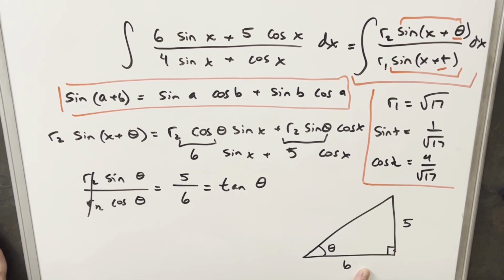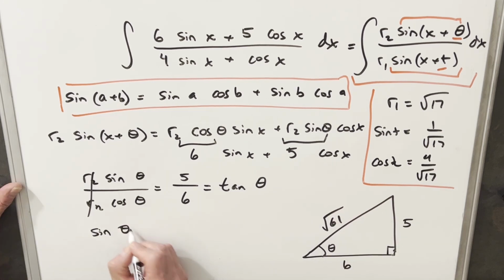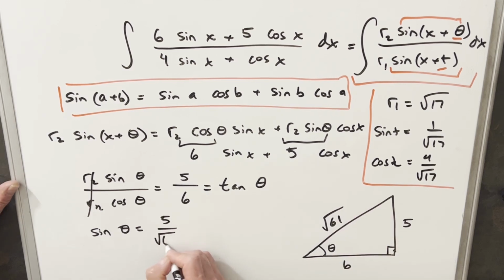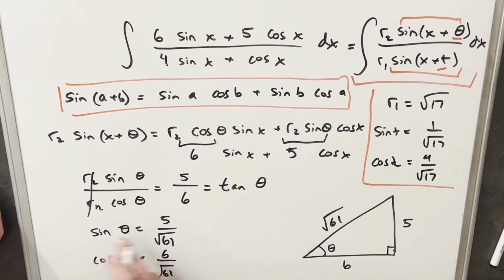Looking at our right triangle, if tan of theta is 5 over 6, we have these sides. We can calculate with the Pythagorean theorem that our hypotenuse must be the square root of 61. I'll find my sine of theta, which is opposite over hypotenuse, so that's 5 over square root of 61. Then cosine is 6 over square root of 61. And the same thing we did previously, because we know that r2 sine theta is 5, we can say that r2 must be square root of 61.